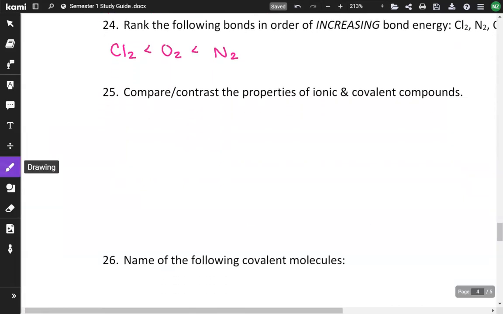Okay, ionic and covalent compounds. Let's compare and contrast the properties. So ionic and covalent.